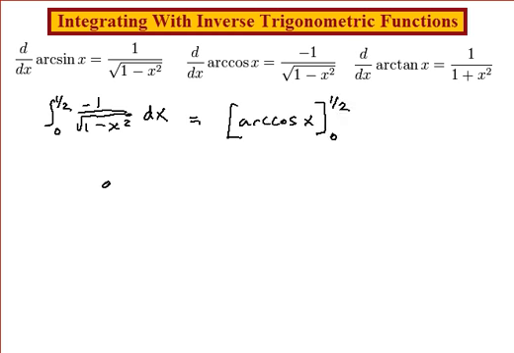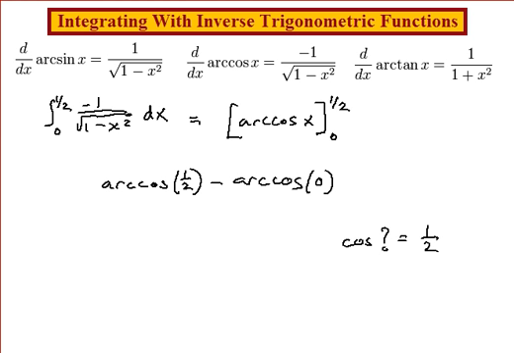We need to evaluate arccosine of 1/2 and arccosine of 0. Basically what we need to know is cosine of what number is equal to 1/2 and cosine of what angle is equal to 0. Arccosine of 1/2 is pi over 3. Arccosine of 0 is pi over 2. And this gives us our final answer.